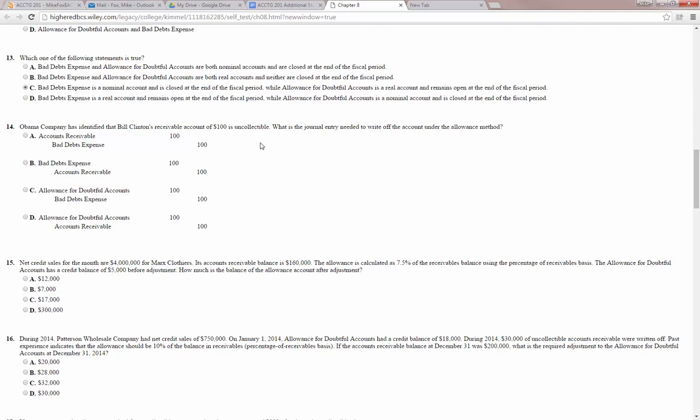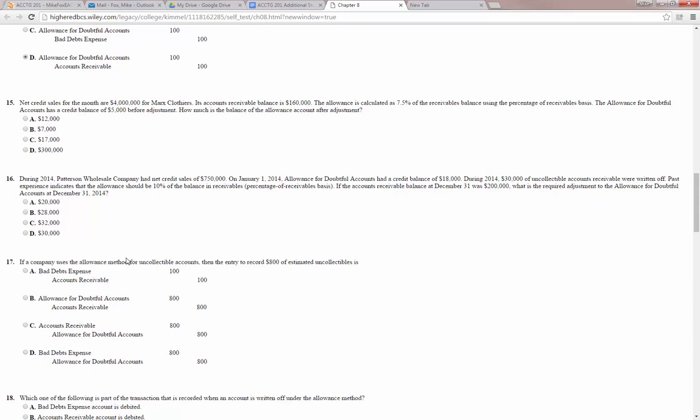Anyway, let's see. What is the journal entry needed to write off the account under the allowance method? So if we don't think that Bill Clinton's going to be able to pay his bill, then what we're going to do is get rid of the accounts receivable. That'll be a credit. And we're going to get rid of the allowance for doubtful accounts for that account, which will be the debit. So we'll debit allowance for doubtful accounts, $100, and we will credit accounts receivable, $100.